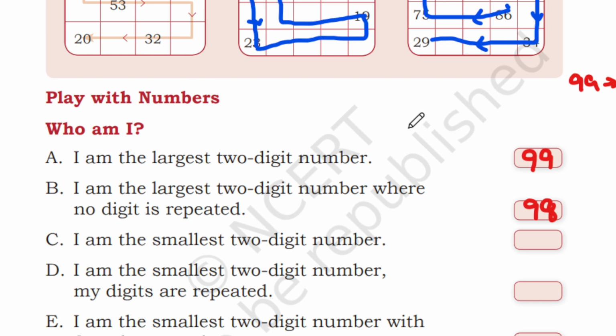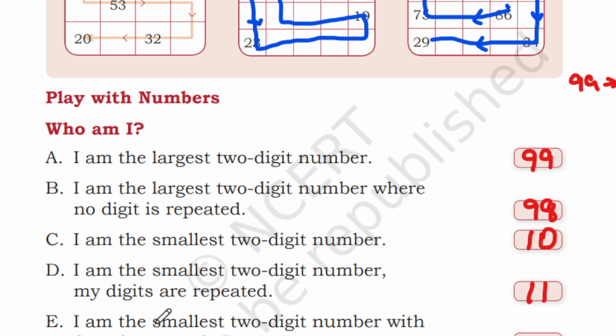So which is the smallest two-digit number? The smallest two-digit number is 10. Okay, I am the smallest two-digit number, and my digits are repeated. So which number? It is 11. You see, 1 is repeated, and this is again the smallest two-digit number where my digits are repeated. Okay.